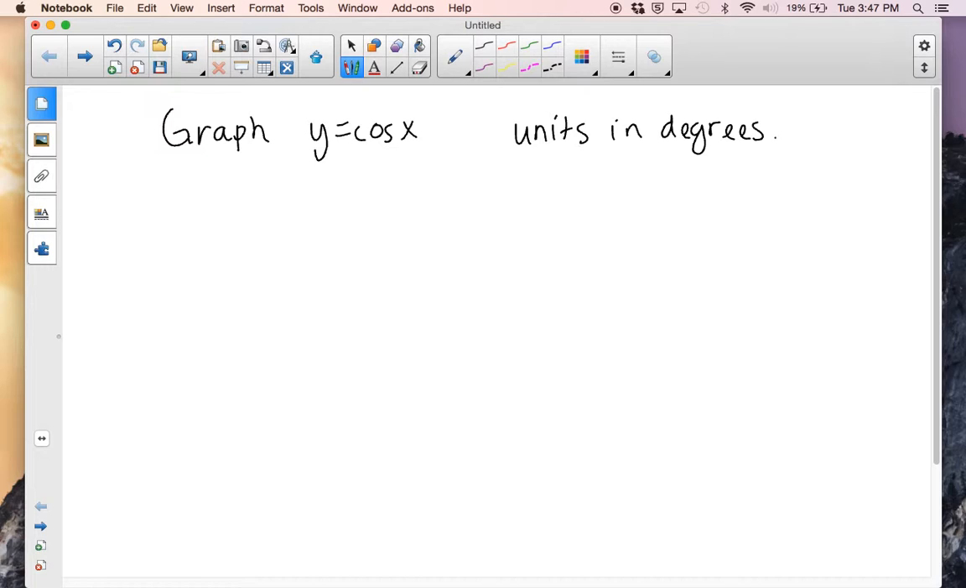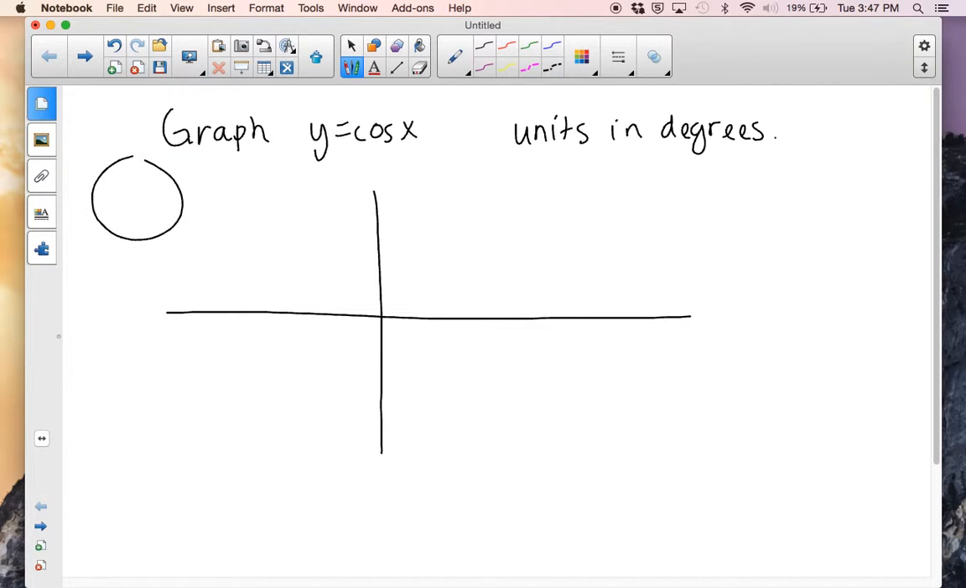Okay, and the answer is, here is your coordinate plane. Remember that cosine comes from the unit circle. You don't have to graph every single point like you did on your pasta things. You can just graph the four corners. So this is 0. The point there is 1, 0. Here we've got 0, 1, negative 1, 0, and then 0, negative 1.